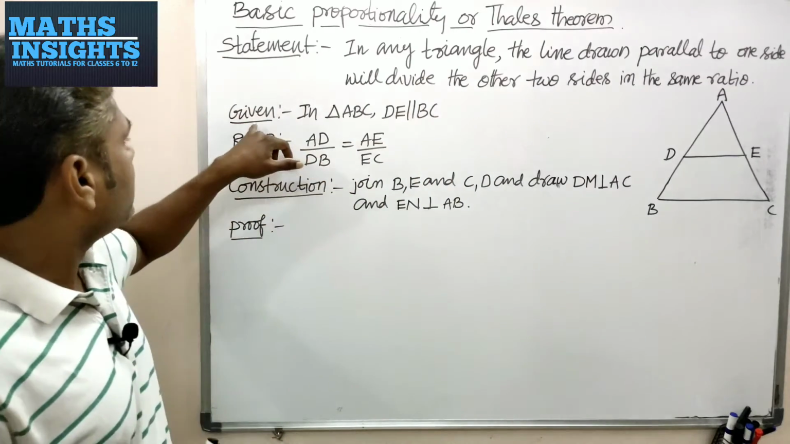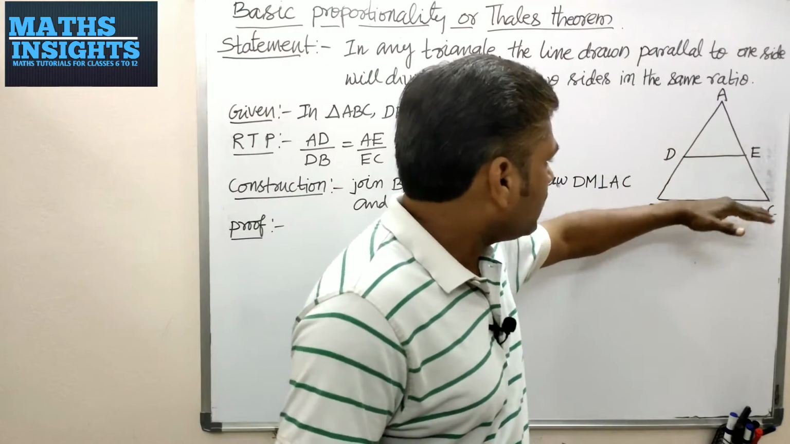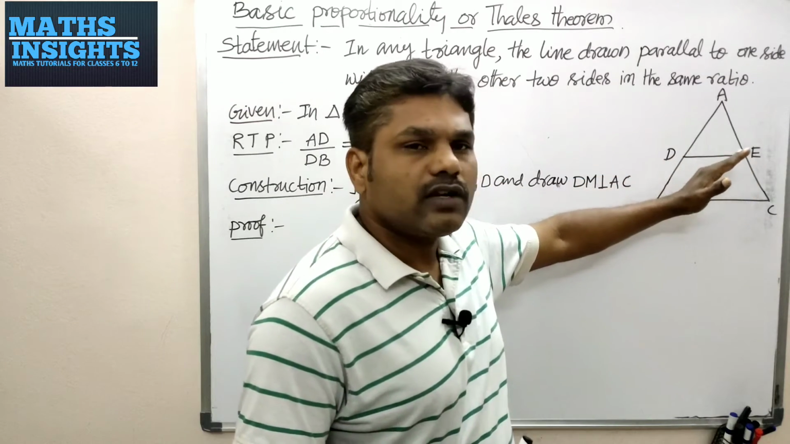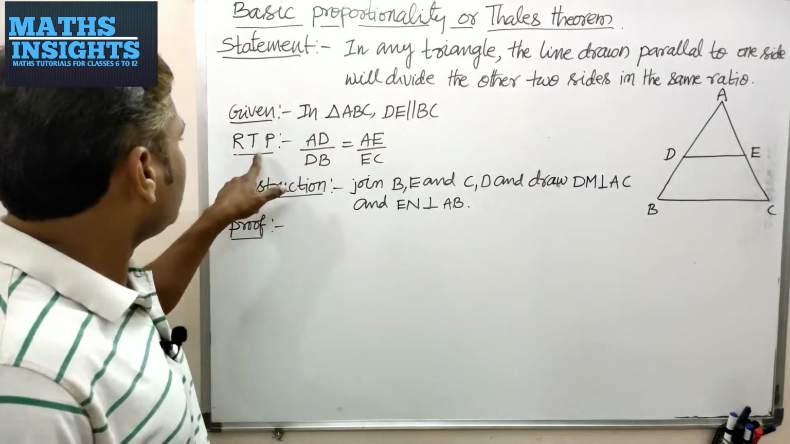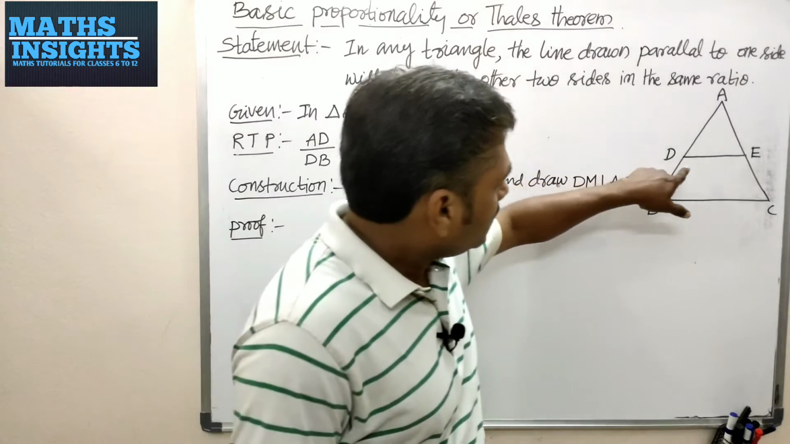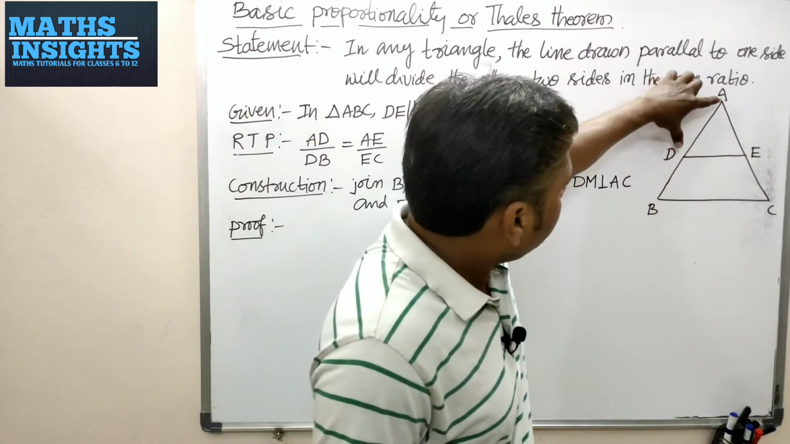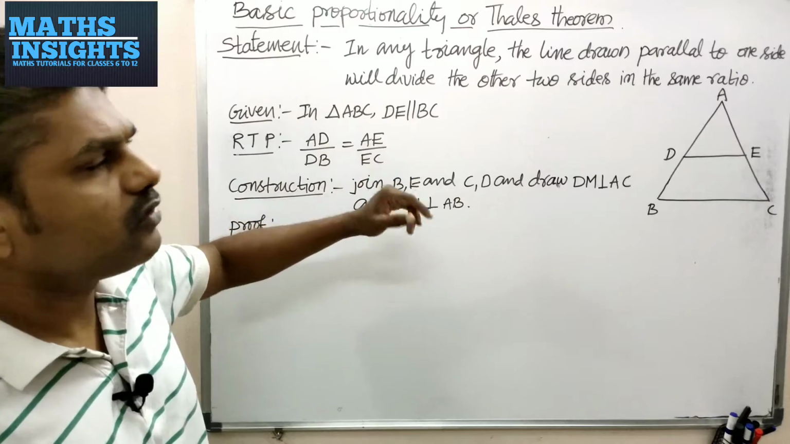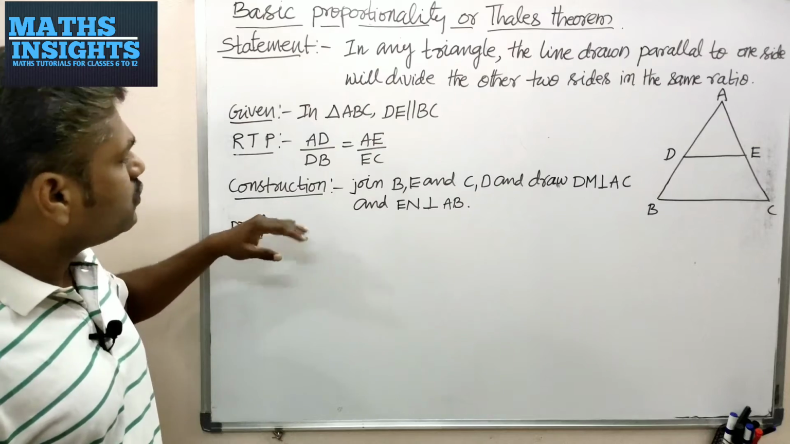That means, given is in triangle ABC, DE is parallel to one side BC. You may draw this line segment parallel to any of the other sides also, that is your choice. And RTP, required to prove: you have to prove that this line segment will divide the other two sides in the same ratio. That means AD by DB, this is the ratio which will become equal to AE by EC. So for that we have to do some constructions.